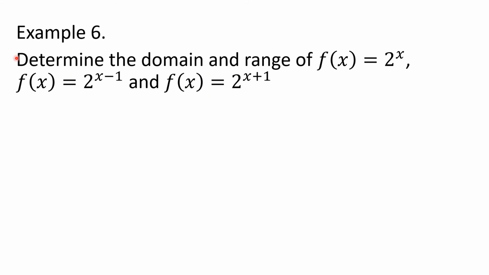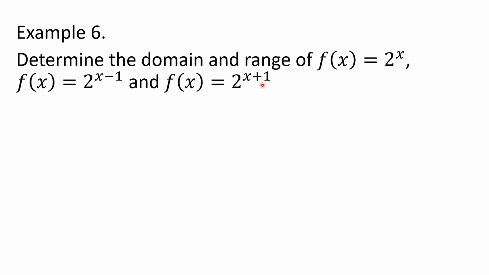Example 6. Determine the domain and range of f of x equals 2 to the x, f of x equals 2 to the x minus 1, and f of x equals 2 to the x plus 1 power. So the value of b in each equation is 2. However, they have different c values. Here, this is x plus or minus 0, so the value of c is 0. Here, the value of c is positive 1 because this comes from x minus c. And again from x minus c, so the value of c is negative 1.